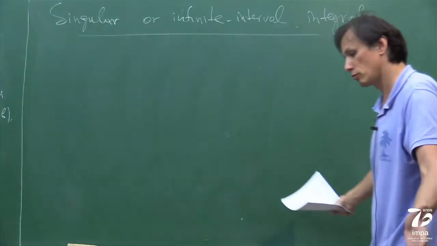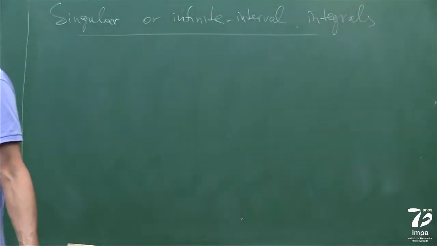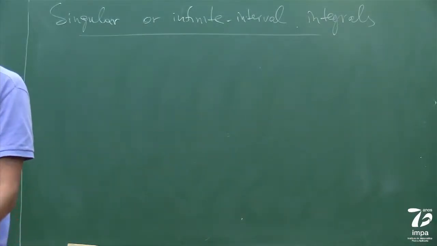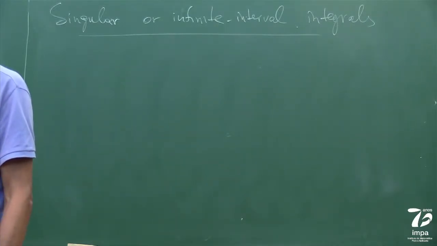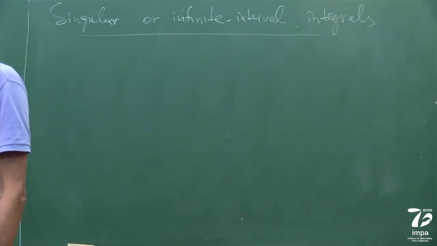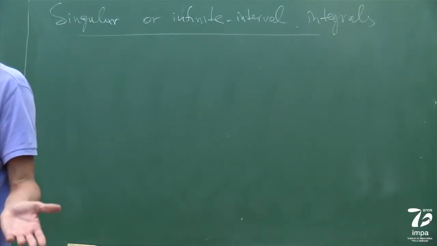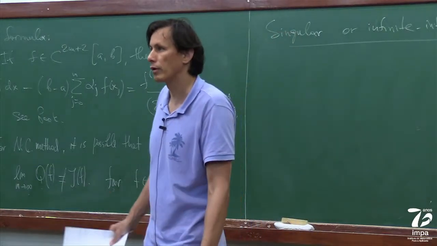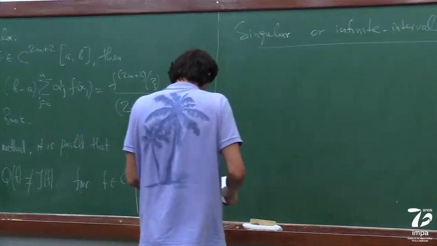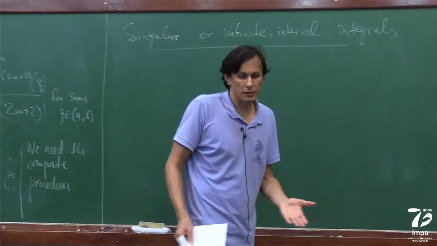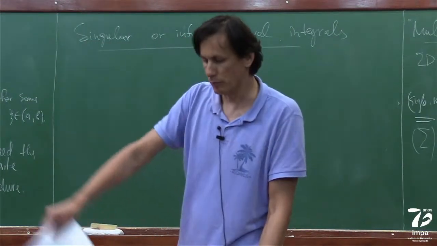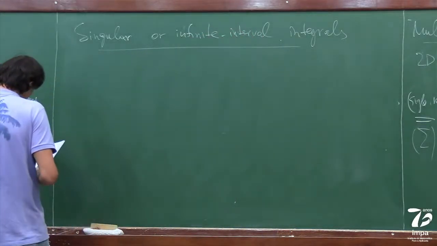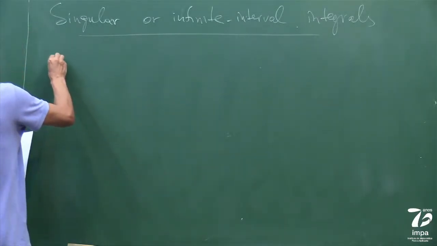Sometimes you integrate a function which has a singularity, like 1 over square root of x. It's infinite at 0, but the integral is perfectly well defined. Or, if you want to integrate something on an infinite interval, say from 1 to plus infinity. So how do you do it? There are different strategies. I will just give an overview.